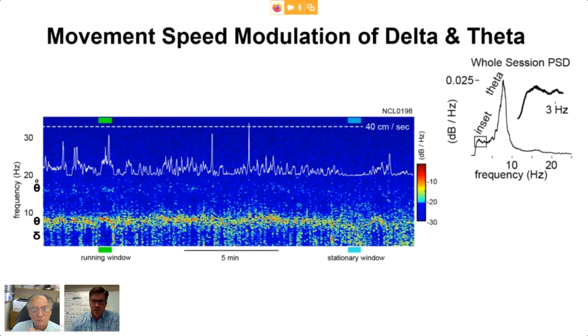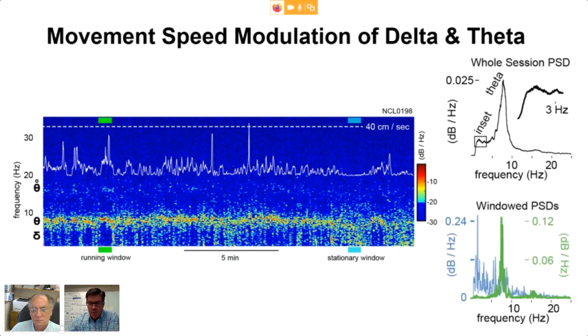So the power spectral density across the entire session shows activity in both of those frequency bands. You see this really large theta peak, and you see sort of a shoulder, or in some cases a distinct peak in the delta band. However, if you focus on smaller time windows than the entire session, for example, the green and the blue that I've highlighted below here, during the green window, the animal is running, and during the blue window, the animal is very stationary.